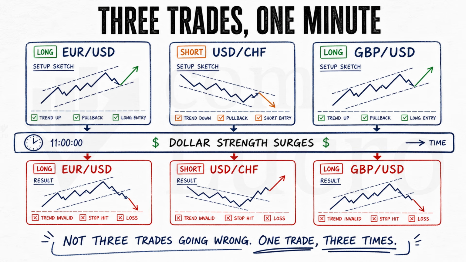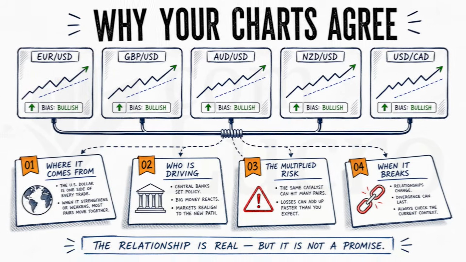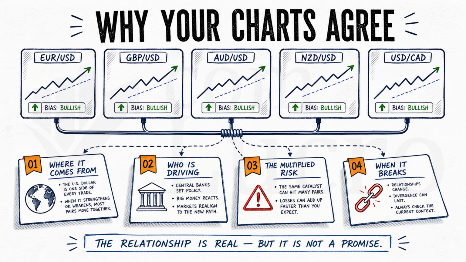That wasn't bad luck, and it wasn't 3 trades going wrong. It was 1 trade going wrong, 3 times. So today, we fix something almost nobody explains to beginners. Why so many pairs move together in the first place? Which currency is quietly driving your entire screen? How correlated positions multiply the risk you thought you were spreading out?